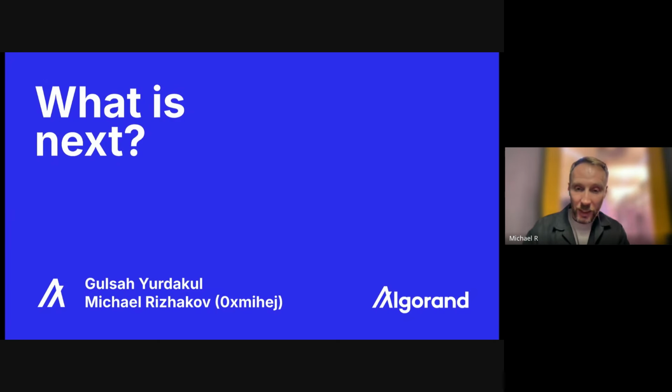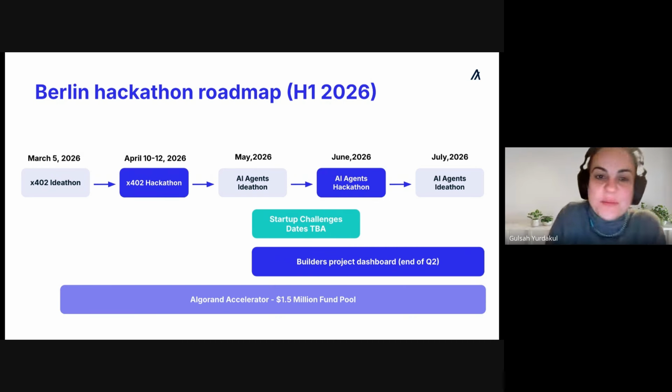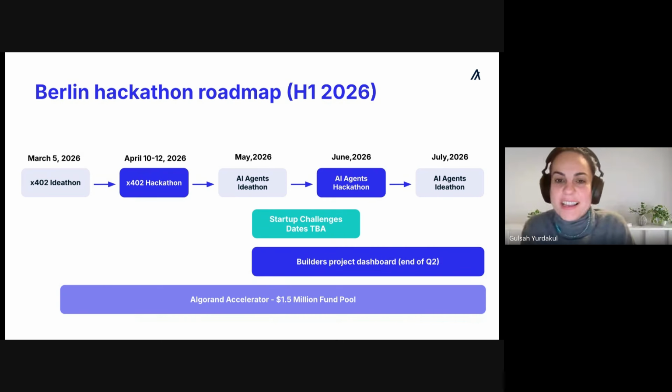So next would be Gulcha and me about what's next for the Algorand community in Berlin. Hi, everyone, and thank you very much to my colleagues for making this journey nice today about x402. I'm excited to walk you through our Berlin Hackathon and community roadmap for H1. We try to build a comprehensive activation around two core technology themes like x402 and AI agents.